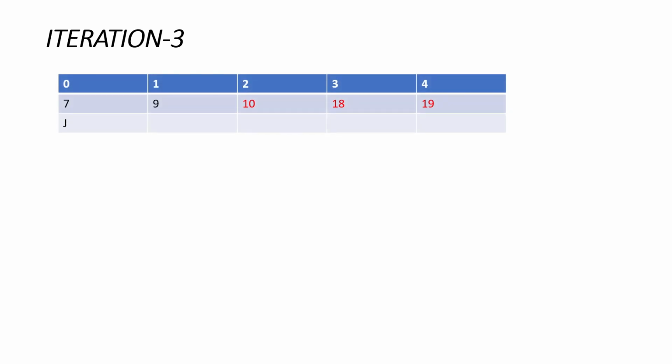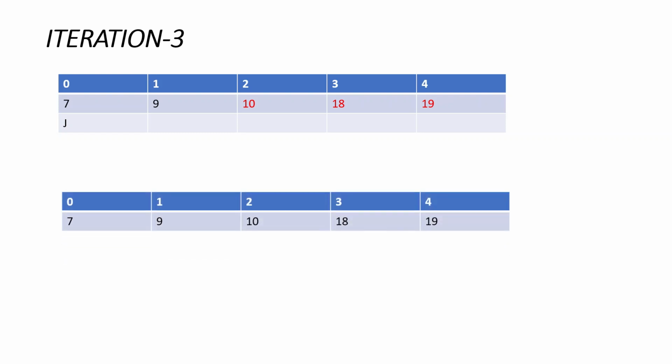In iteration 3, the values at indexes 0, 1, 2, 3, 4 are 7, 9, 10, 18, 19 respectively. Here again I am initializing j with 0 and checking the condition whether arr of 0 is greater than arr of 1 or not. Here the condition is false because 7 is not greater than 9. So when the condition is false, I am not going to change anything.